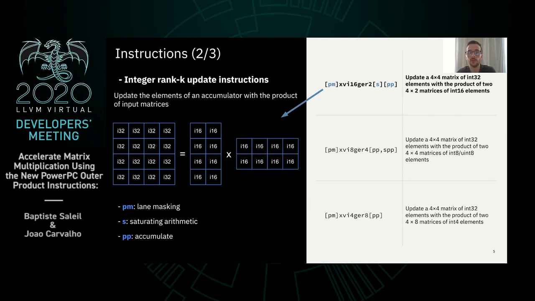I took these instructions as an example, but the other instructions are really similar, they just operate on different types. So in addition to INT16, there are instructions for signed and unsigned INT8 and INT4.